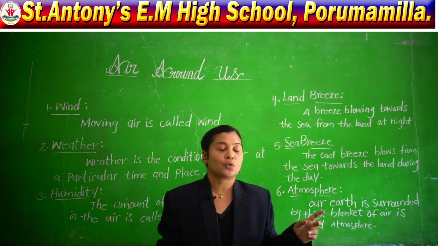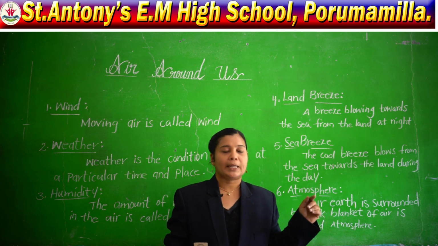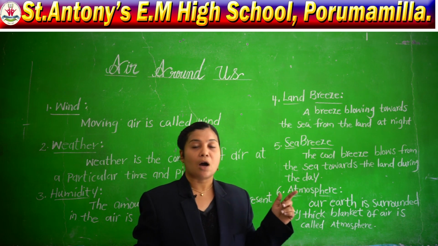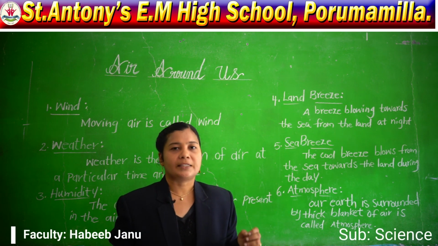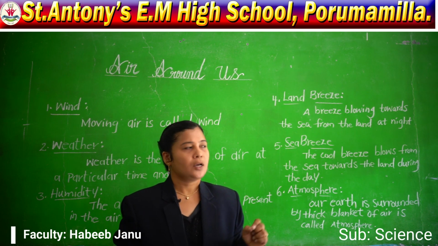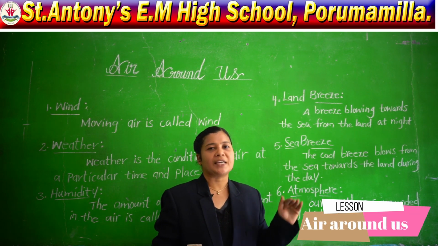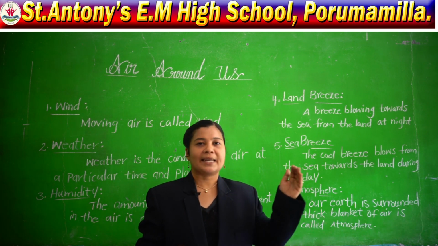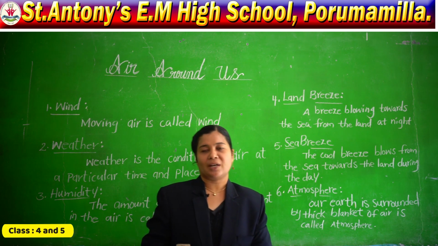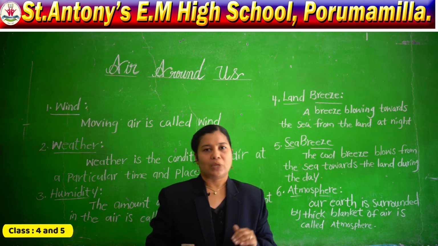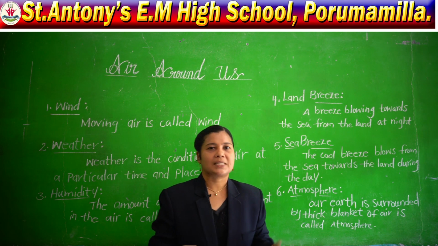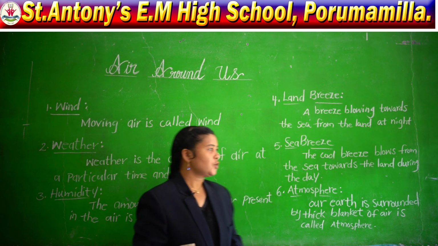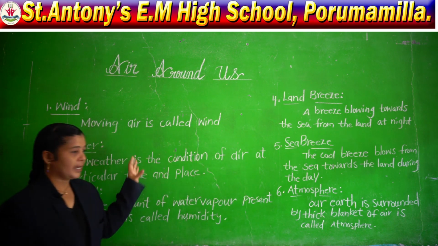What is the use of this ozone layer? The ozone layer protects us from the harmful sun rays like ultraviolet rays. When ultraviolet rays directly touch our skin, what will happen? We get skin diseases. So, this ozone layer was protecting us. So, this is called the air around us.